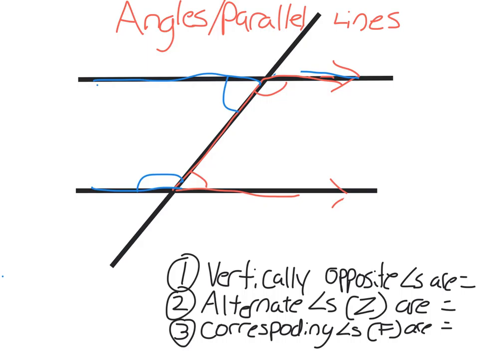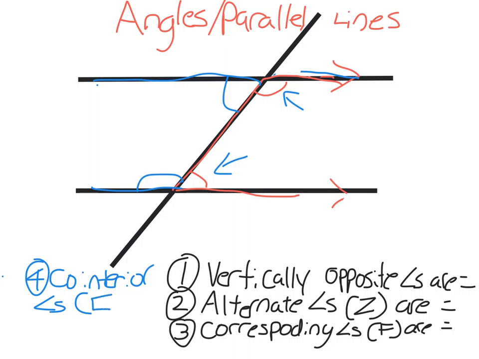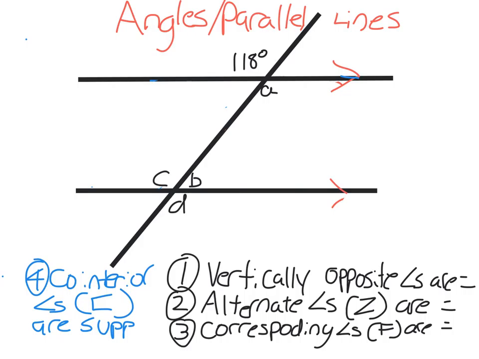This one's a little harder, so I'll write it in a different colour. I'll write it up here. Co-interior angles, which make the C shape, are supplementary. This angle and this angle add to 180. I'm just going to put "sup" for short. They add to 180. Hopefully none of this is new and it's just review. So let's do a quick example with some actual numbers. I've given you one angle that's 118 degrees, and I'm going to go ahead and find out what A, B, C, and D are.